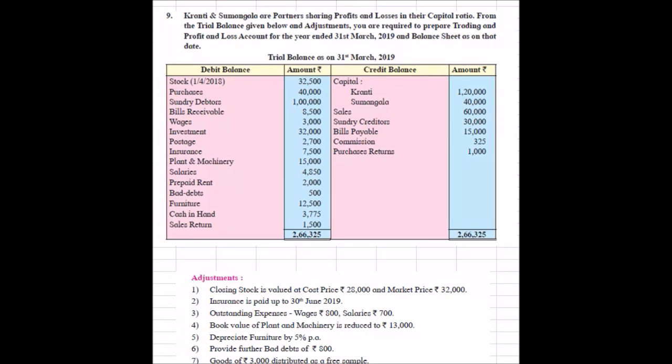The first one is the closing stock. The opening stock is on 1st April 2018, and the closing stock value at cost price is rupees 28,000 and at market price is 32,000 rupees. If the cost price is 28,000 and the market price is 32,000, we need to take whichever is less as the closing stock. So in this, we are taking 28,000 as the closing stock amount.